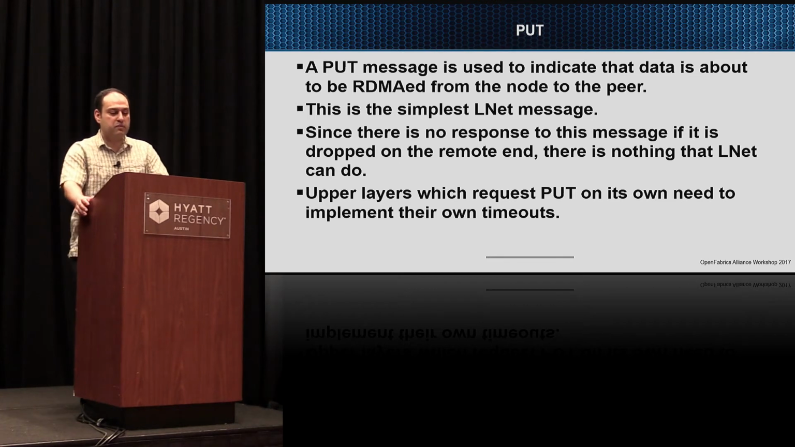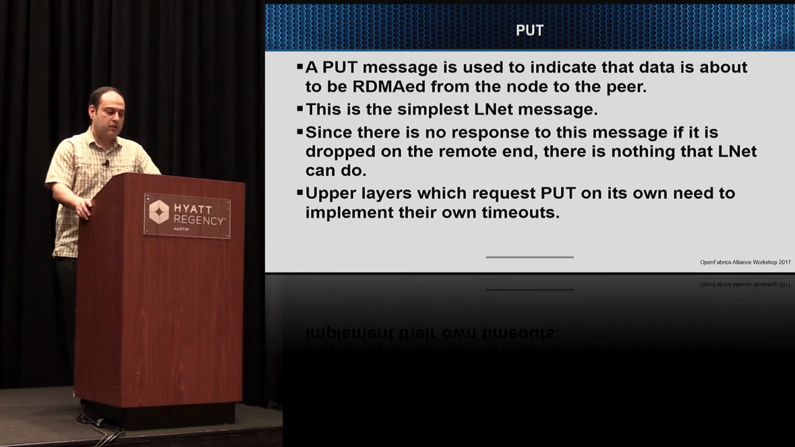First, the put message, which indicates that we're about to RDMA some data to the peer. This is the simplest LNet message, and there is no response to it. So LNet can't really do much about it. If we send a put and it gets lost, or the peer drops it, there's nothing we can do about it. So whoever requests that put, or the upper layer that requests that message, has to make its own recovery mechanism for it.